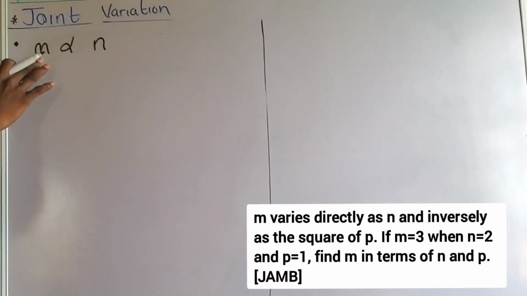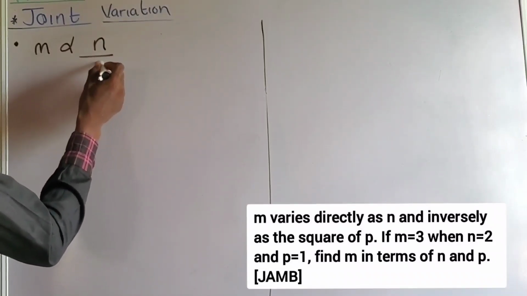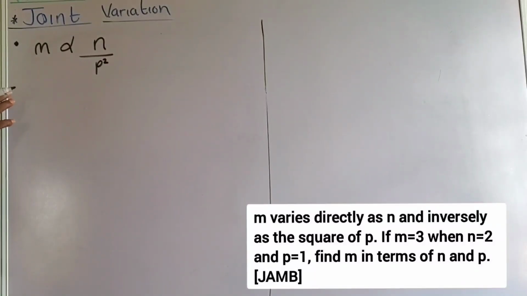From the definition of joint variation, I told you that it is a kind of variation that describes the relationship between variables where one variable depends on two or more other variables. I want you to note that statement. Now back to the question. This variable m varies directly as n and inversely as the square of p. So inversely as the square of p means 1 over p squared. Do you understand? This is the mathematical interpretation of that statement.